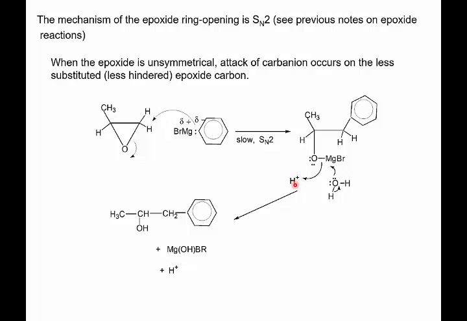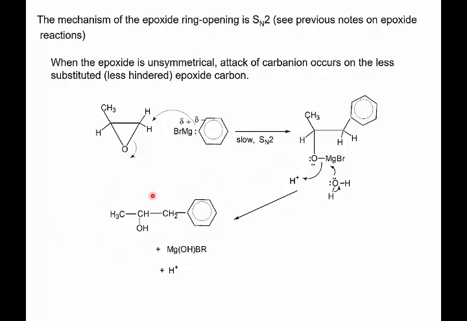Adding acid, the acid provides H+, which bonds to the negative oxygen. Water actually then bonds to the magnesium, producing this magnesium salt here. This is a byproduct. We'd separate this out. And the important organic product here is an alcohol. So in general, reacting an epoxide with an organometallic gives you a ring opening addition product. After the acid workup, you're going to get an alcohol as a product.